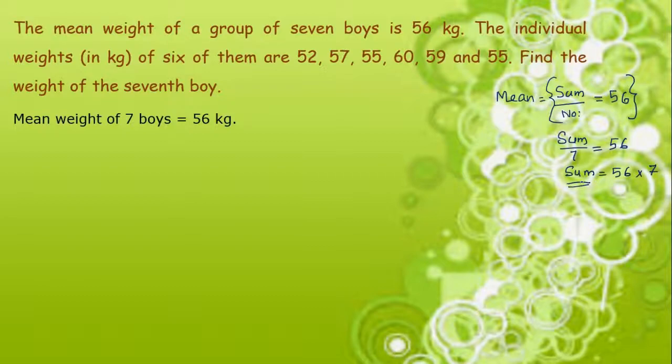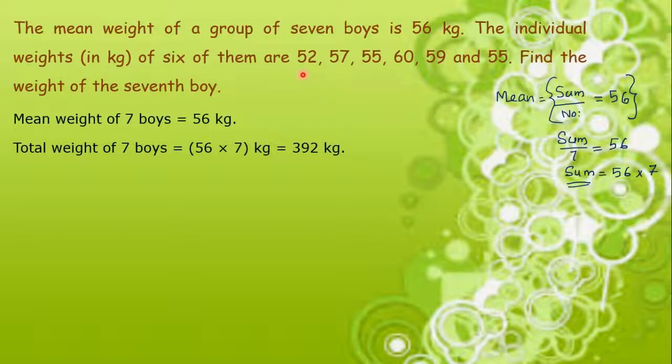What we find actually? We find the total weight of 7 boys as 56 times 7. The same step we will use in many of the situations for the coming problems. So, total weight of 7 boys equals 56 times 7. It is 392 kg. Now, we can find the total weight of 6 boys.